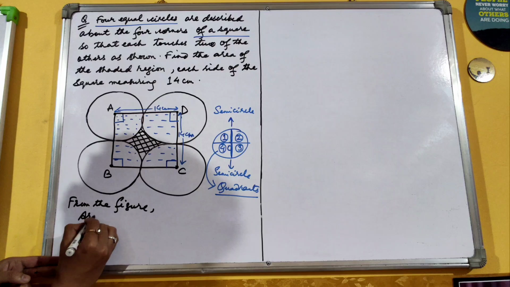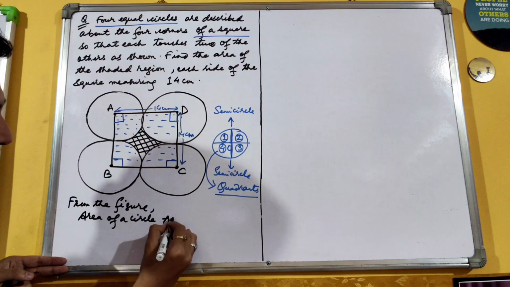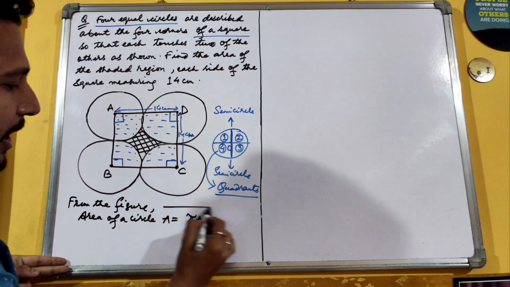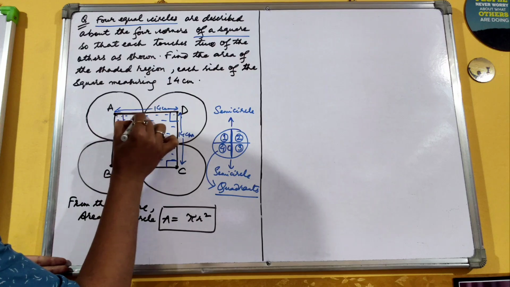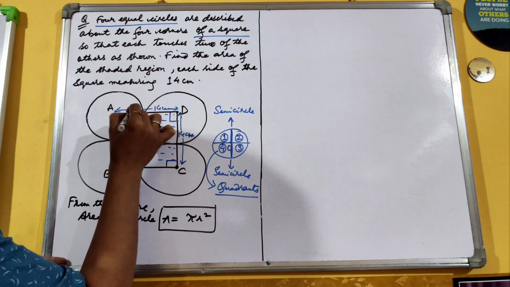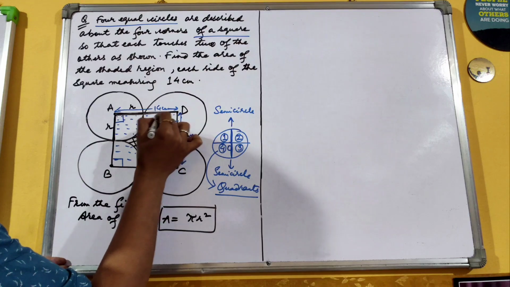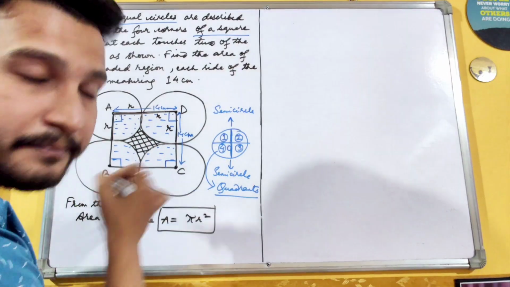Area of circle: A is equal to pi r square. So r is the radius of the circle. This is the radius. Look at this, this is the radius r. This is also radius r. This is the radius of this circle, the radius of this circle, like this. Simultaneously it goes on.